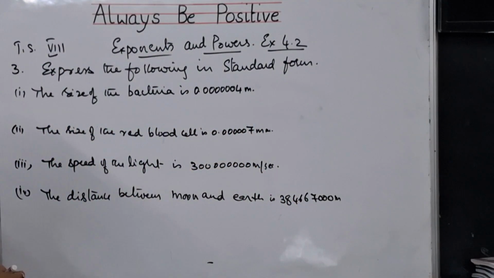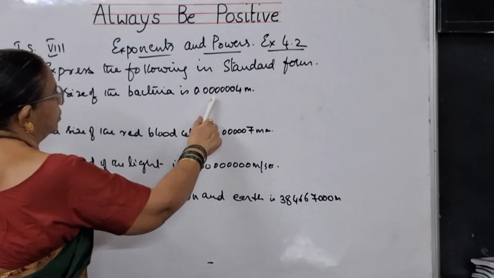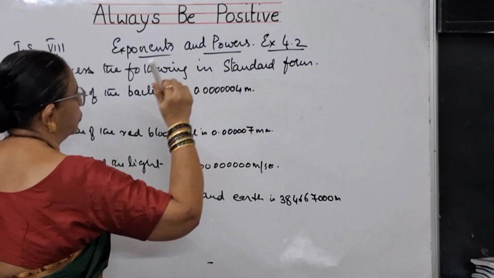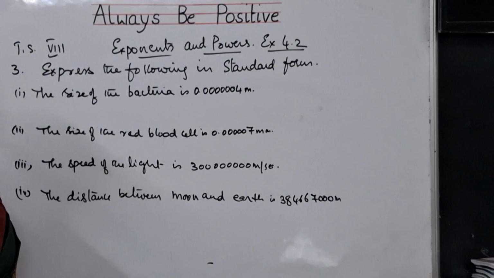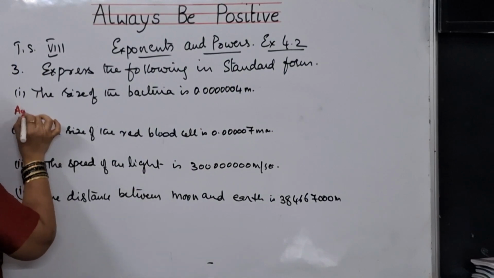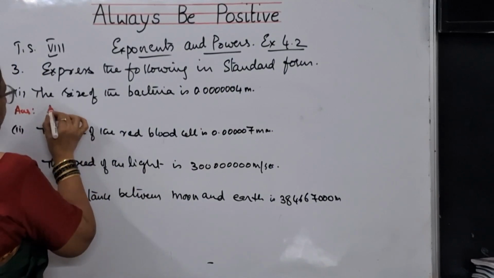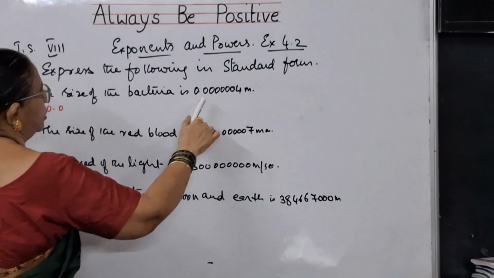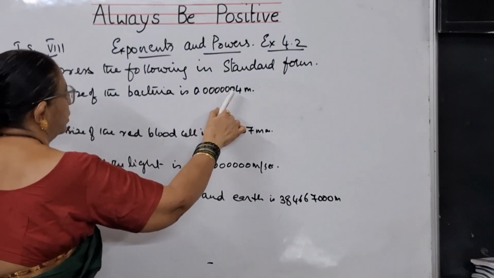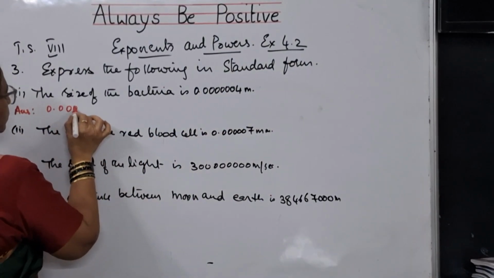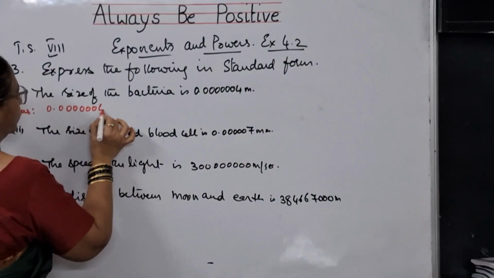the bacteria is 0.000004 meters. You have to write it in standard form. So how will you write it in standard form? First let us take 0 point. How many zeros are there? 1, 2, 3, 4, 5, 6 zeros, and then 4.